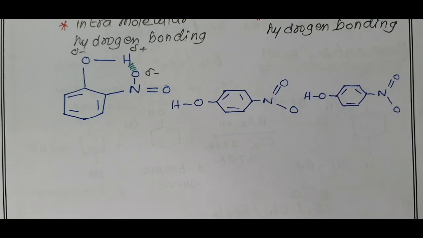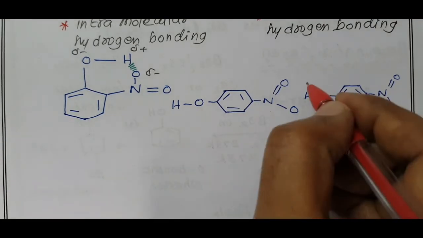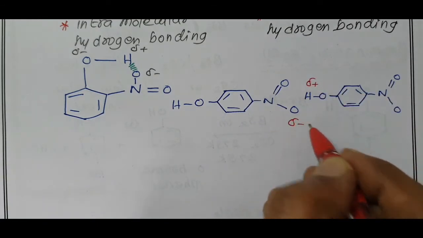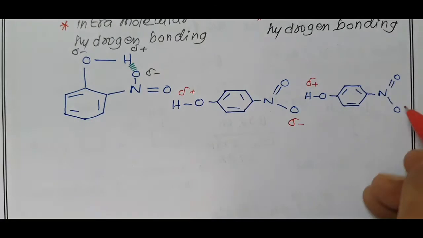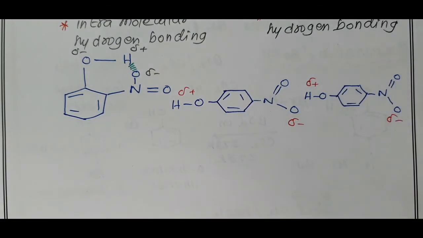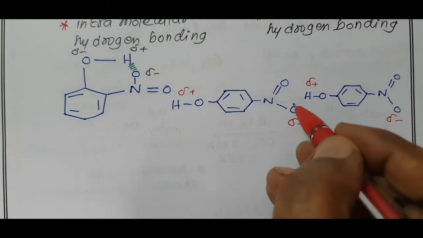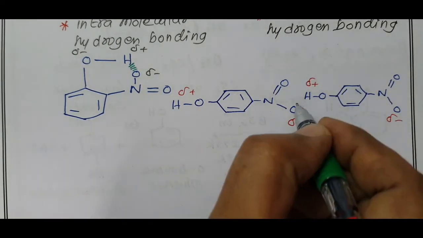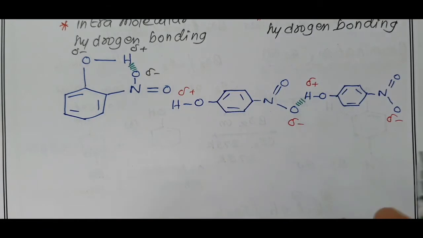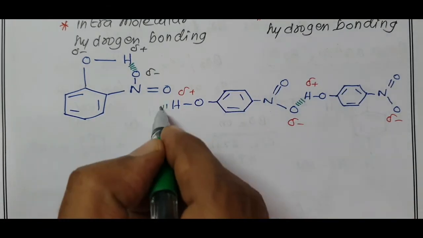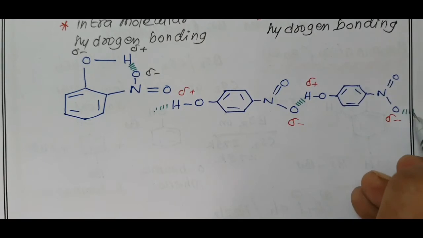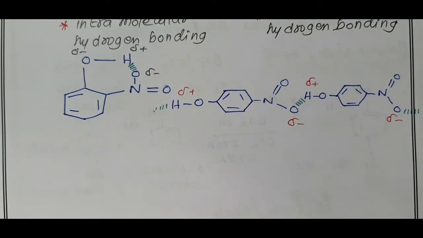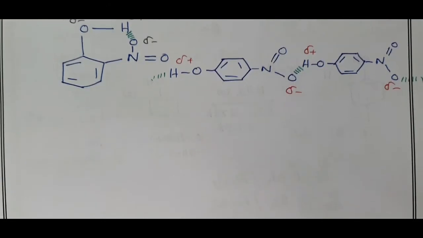Similarly, the hydrogen of OH becomes delta plus and the oxygen becomes delta minus. This is delta plus, this is delta minus. Now a hydrogen bond is formed between the oxygen of NO2 and the hydrogen of OH. This is an intermolecular hydrogen bond. Hydrogen bonding is formed between the molecules. So due to this reason, it can be separated using the steam distillation method.